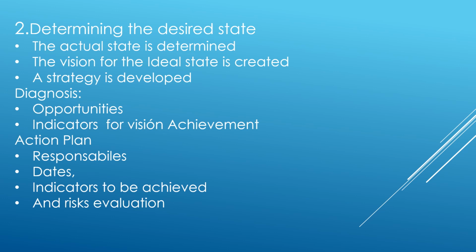So in this process, a diagnosis is done to detect opportunities, and you develop visions for achievement, and action plans are developed. Action plans involve the people who will be responsible, the date, indicators of achievement, and risk evaluation. That's part of the action plan.